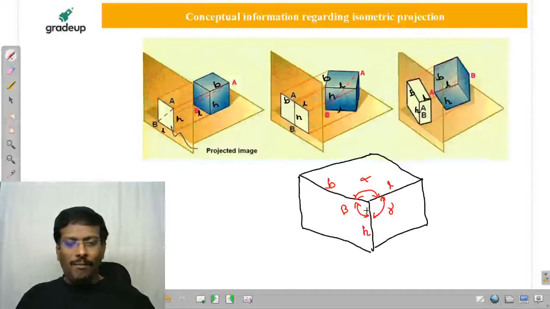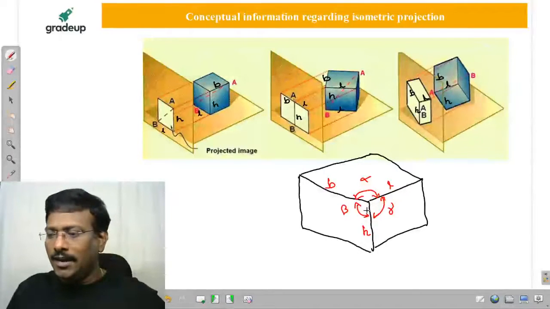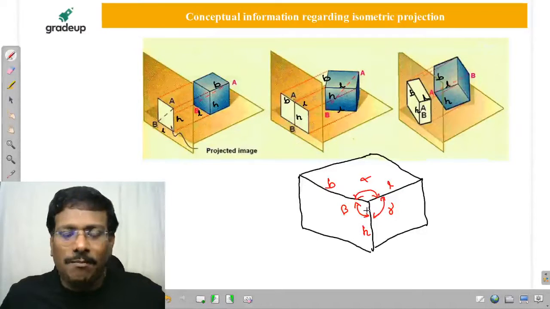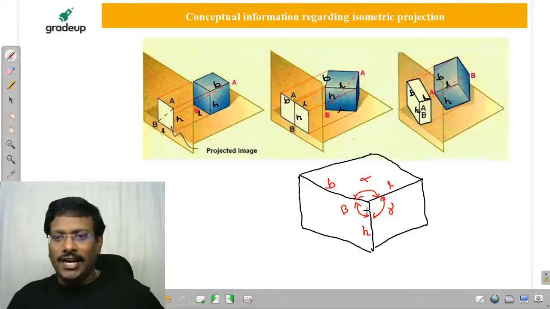I am also very happy that one of my participants is from the place where I did my undergraduation.